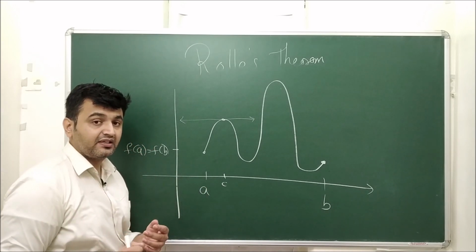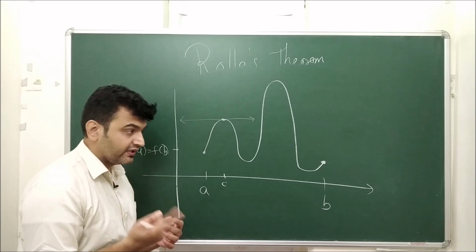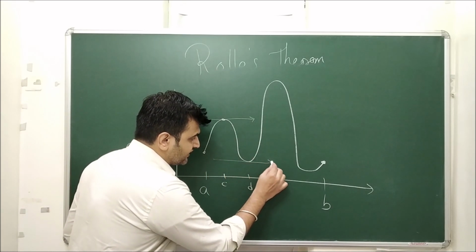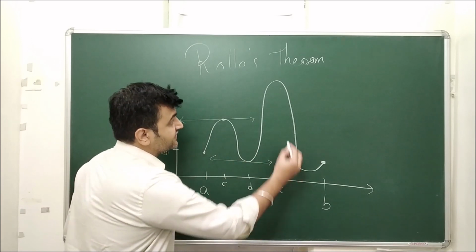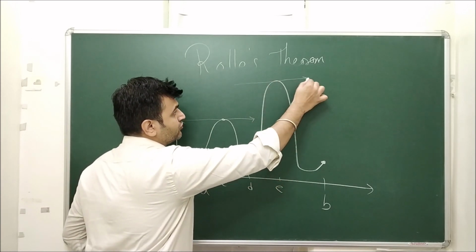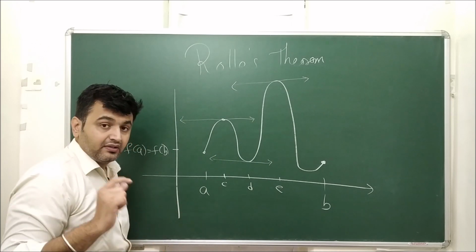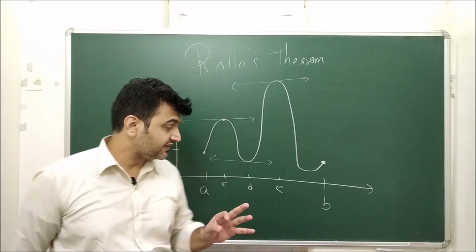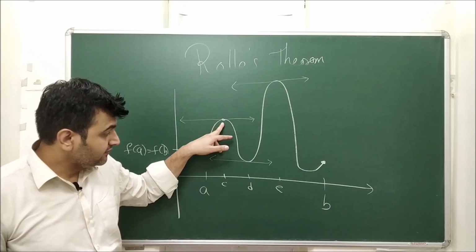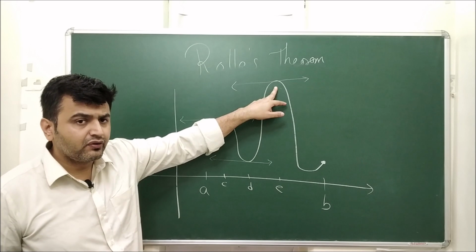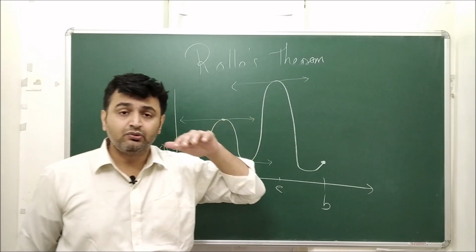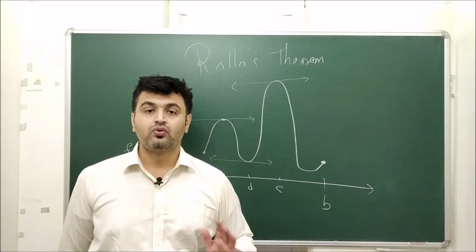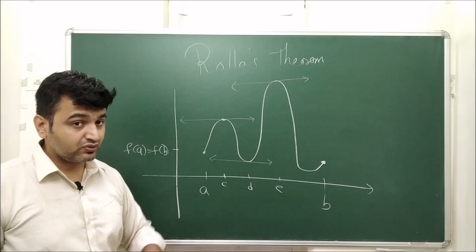So you can see that the 3 conditions are satisfied and therefore you can definitely find a point. Definitely there exists at least one point. There can be more than one. You can see the point d, here also the tangent line is parallel to the x-axis. If I call this e, here also the same thing. So if the 3 conditions are satisfied, there exists at least one point such that at c, f(c), or d, f(d), or e, f(e), the tangent line is parallel to the x-axis. That means the slope of the tangent line is 0. So this is what Rolle's theorem says.